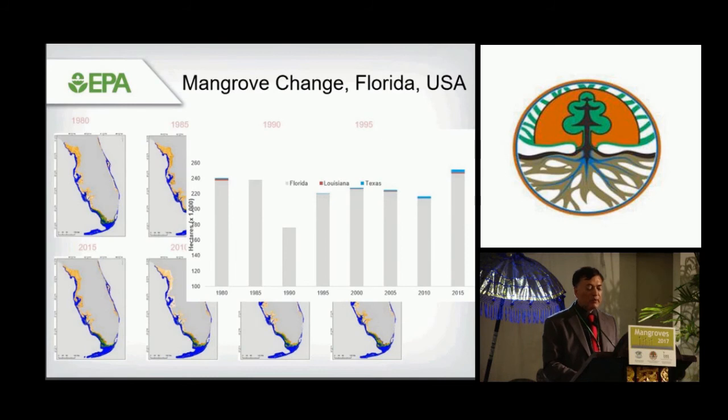This is an example where we did every 5 years of analysis in Florida and calculated the statistics. And you can see that in 1990, there was way less mangrove area. And that is not because the mangrove area had changed. That was just temporary. So this graph tells us that although we did 5 years of monitoring, that 5-year interval is not enough.